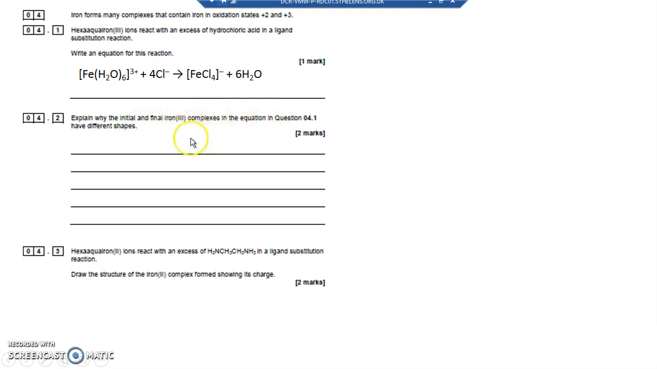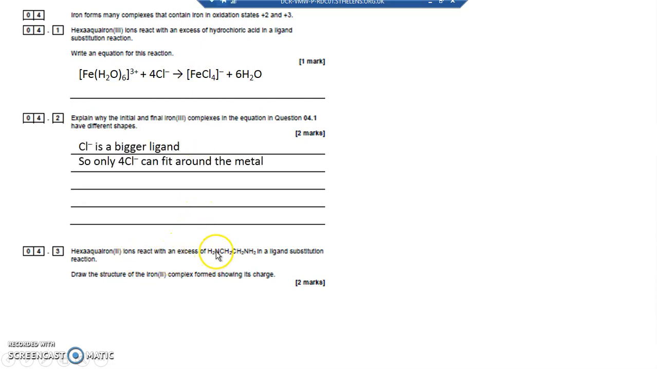Explain why the shapes differ. So why have we got something with a coordination number of 6 ligands around it, and then a coordination number of 4, something that's probably octahedral and something that's probably tetrahedral? Why has the shape changed? Well, the coordination number or the shape has changed because only 4 Cl's can fit around the Fe ion because it's larger.